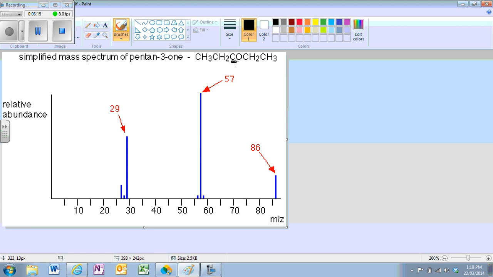So here's our ketone group here, okay, with the oxygen and the carbon.